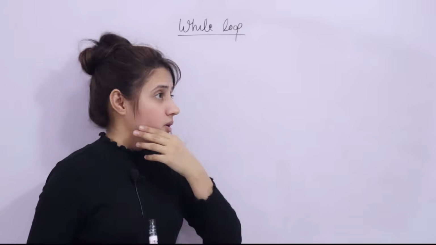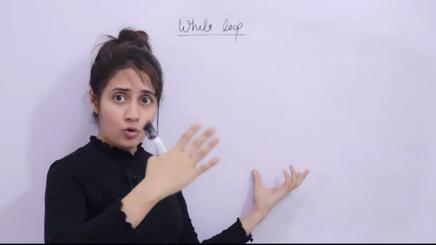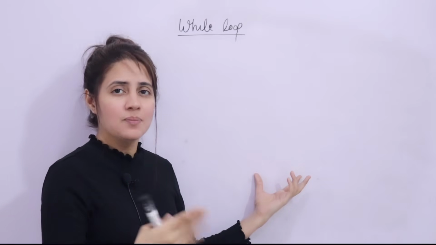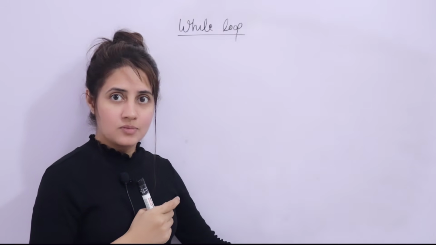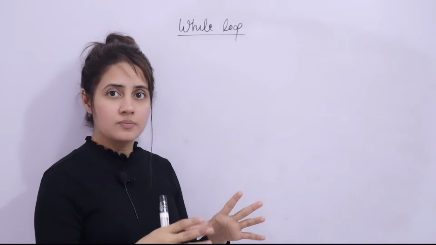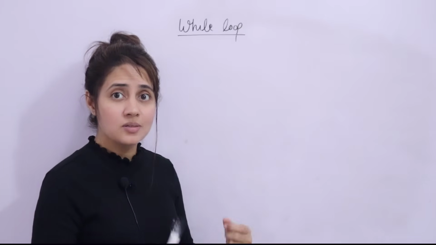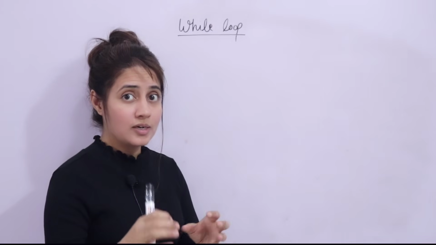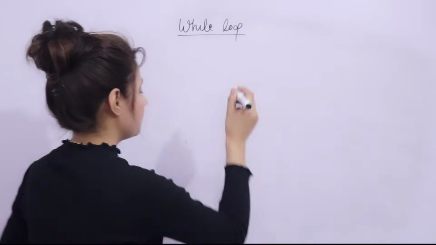Now, see, why do we use loops? When you want to execute a statement or a set of statements repeatedly, multiple times, then we use a loop. You put those statements in the loop and that's it, right? Same, the while loop is also used when you want to execute a block of statements repeatedly until a given condition is true, until a given condition is satisfied, right? Okay, let's see the syntax.